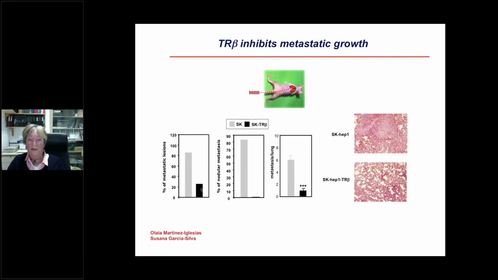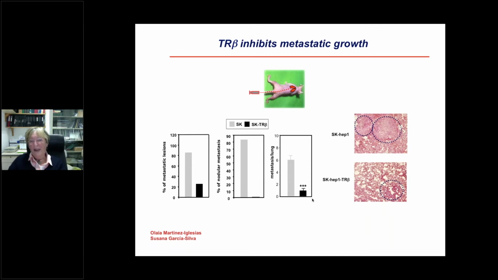And also, these lesions were different because in the wild-type animals, the lesions were large and nodular metastases, but the TR beta expressing cells gave origin to micrometastases with the pattern of interstitial cells. And also, the number of lesions per lung was very strongly reduced by the thyroid hormone receptor.